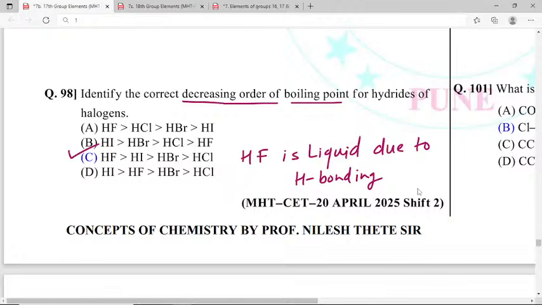HI, HBr, HCl, all are gases due to absence of hydrogen bonding. This question has been asked 5 times, yes, correct, 5 times. So that's from 2021 to 2025.